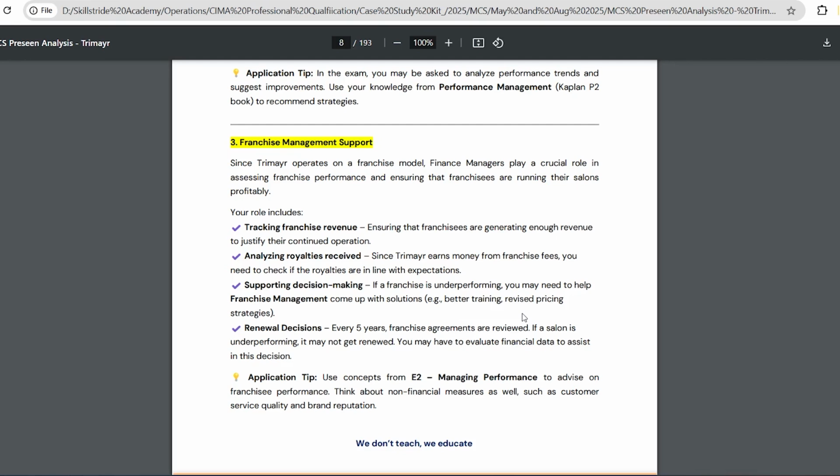Then you are supposed to support in decision making. If any franchisee is underperforming, you need to work out how those franchisees can be improved, and suggest some upliftment strategies. And finally, you also have to support the franchisee management department for renewal decisions. You have to analyze, out of around 550 franchises, which franchisees should not be renewed, and give this information to the franchisee management department. So you play a very supportive role to help various departments in the organization, and that is the core aspect of management accounting.